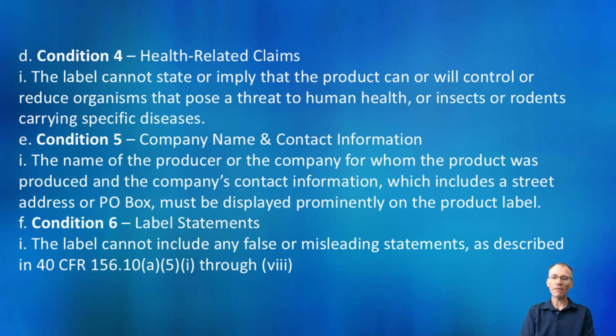E. Condition 5, company name and contact information. The name of the producer or company for whom the product was produced and the company's contact information, which includes a street address or P.O. box, must be displayed prominently on the product label. F. Condition 6, label statements. The label cannot include any false or misleading statements as described in 40 CFR 156.10 A 5 I through VIII.